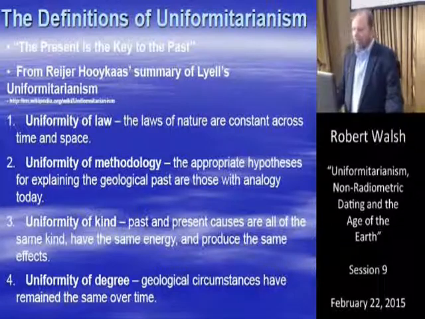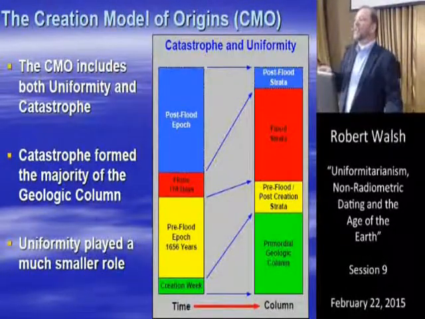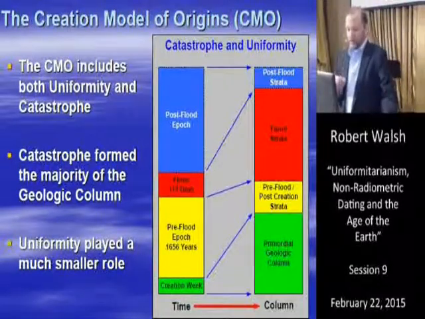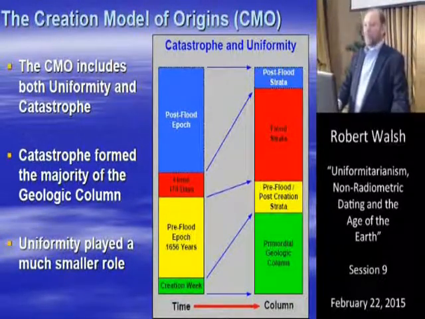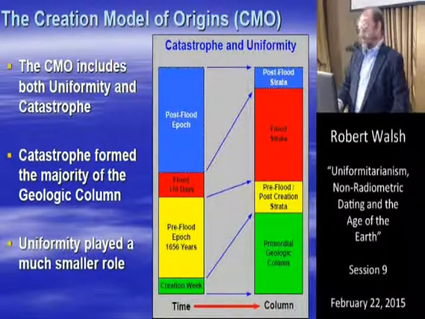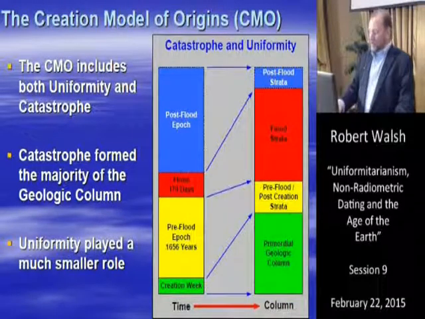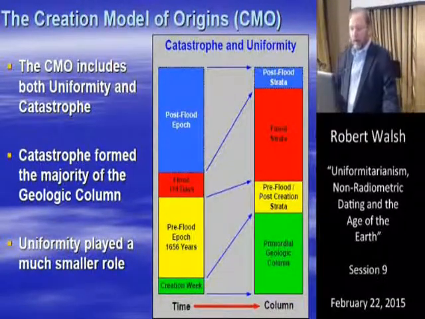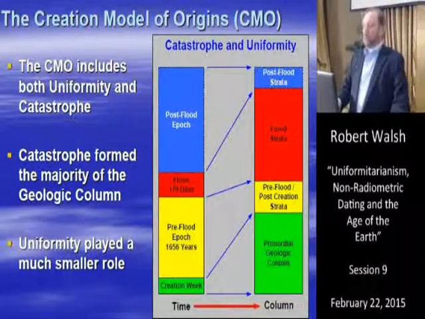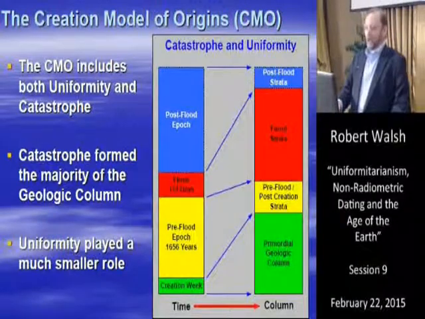The creation model of origins, and let's not forget what we're here for. We're here to articulate the creation model of origins. So the creation model of origins includes both uniformity and catastrophe, and we'll talk a little bit about this in a moment. Catastrophe, and this is part of the geological creation model, catastrophe formed the majority of the geologic column that you and I walk on every day. We'll talk a little bit about this too. Uniformity played a much smaller role.